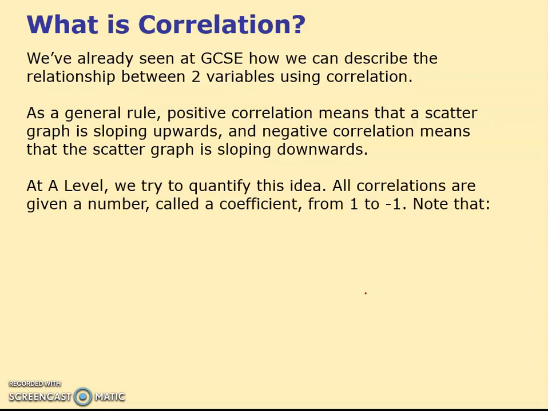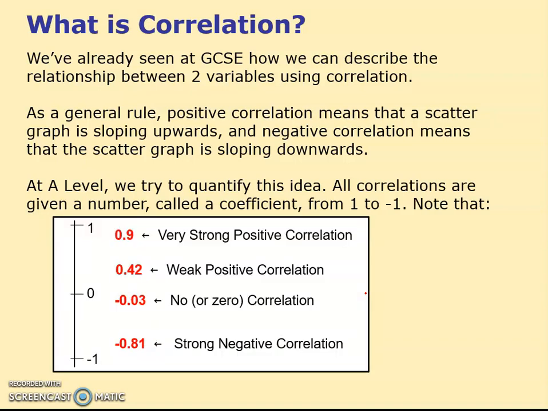But the only difference is at A level, it's no good just saying positive or negative, or even strong positive. We try to put a number to it. So the number called the coefficient, or the correlation coefficient, goes from 1 to -1. And here's a little picture which I've drawn, which basically gives you an idea. So anything really strong. So if I was to draw a scatter diagram, and it looks like this, almost in a perfect straight line. Now, if it was exactly perfect, it would be exactly 1.